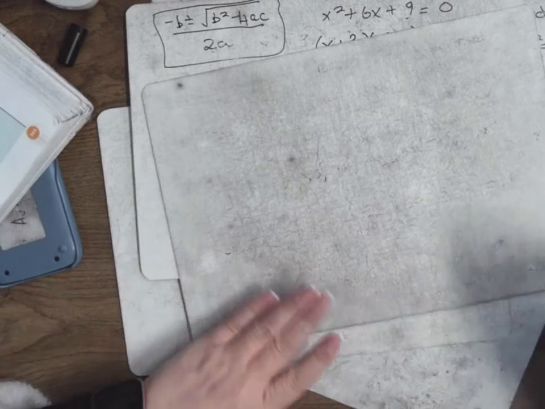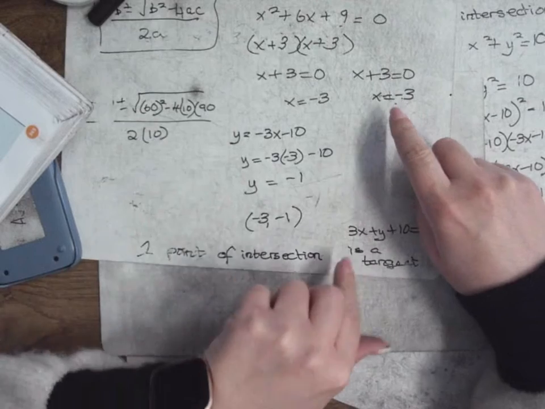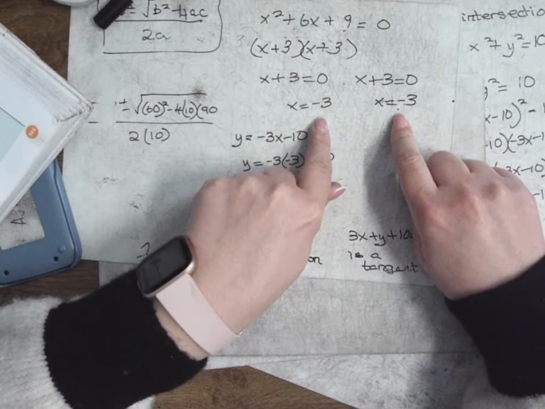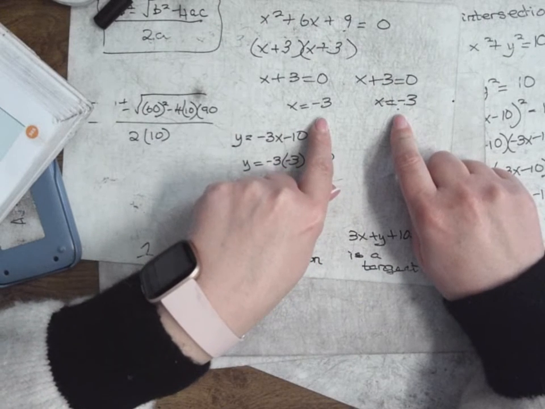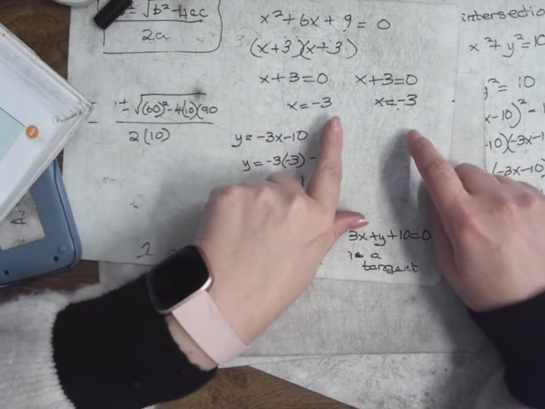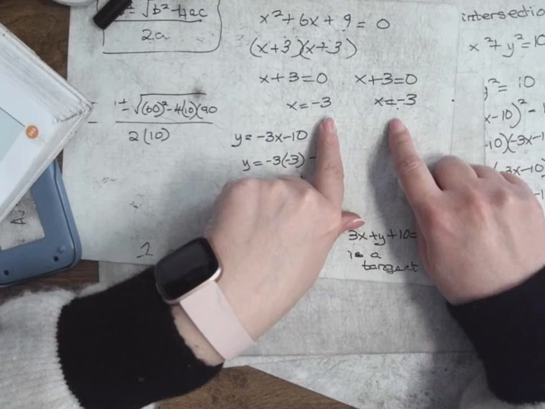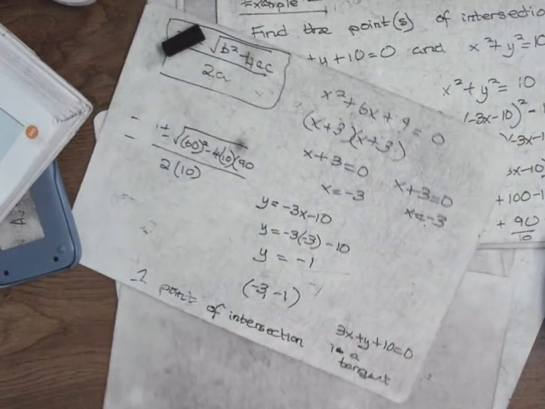You know, the other answer turned out to be minus 3 as well. So my x's turned out to be the same. That's how you know there's only one point. Okay. I'll do an example now where these x's turn out to be different. Okay, is that alright?